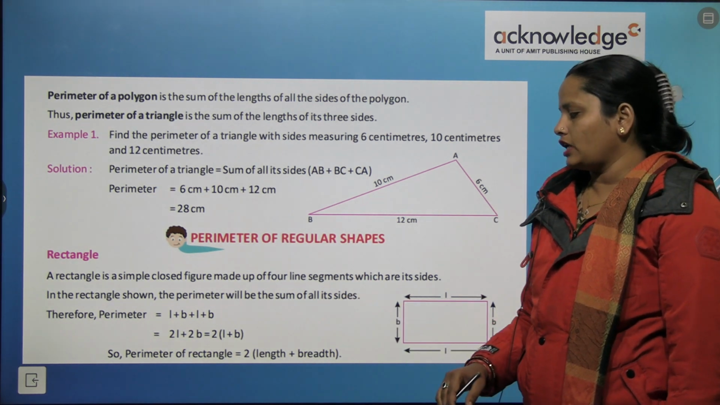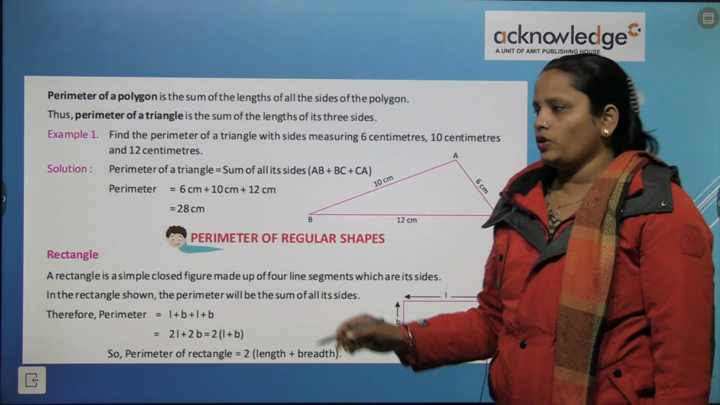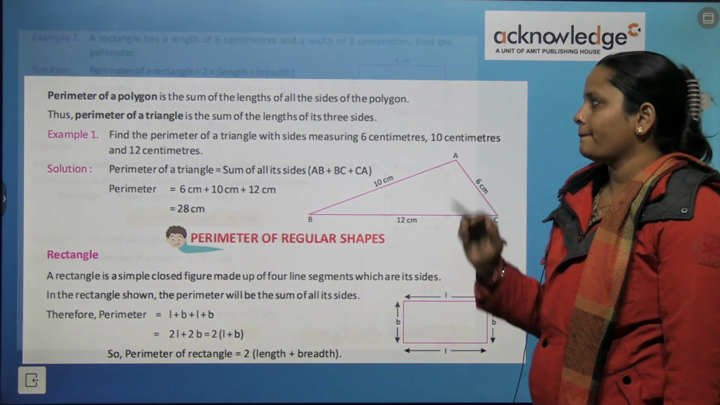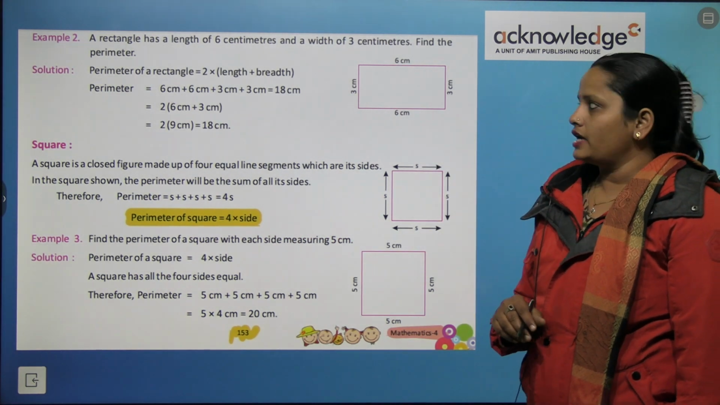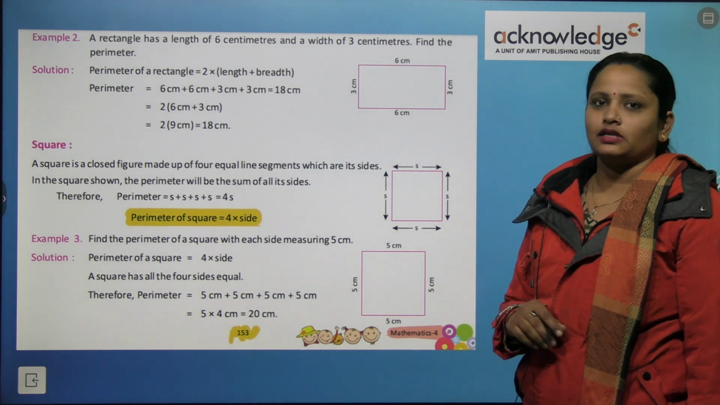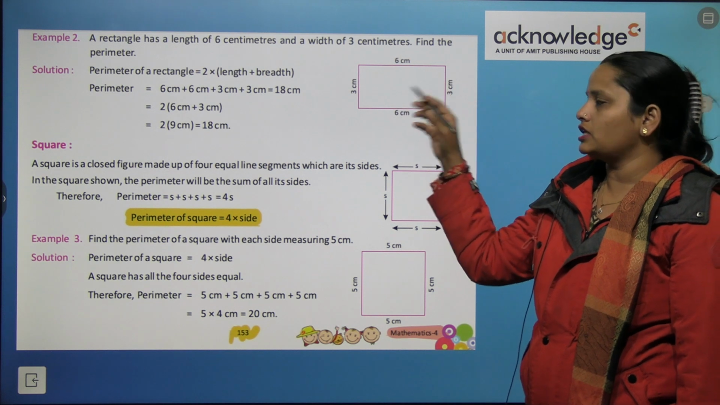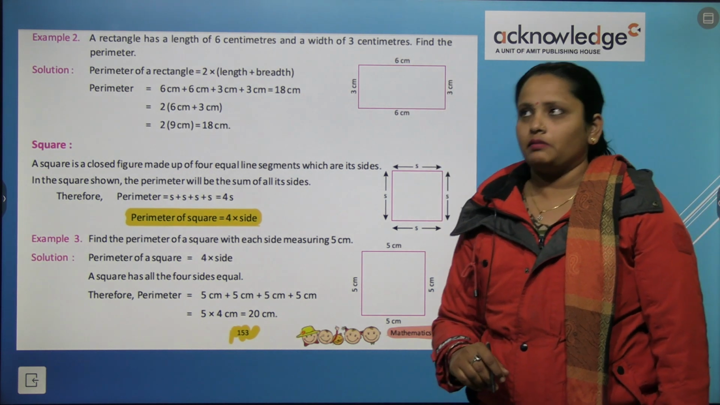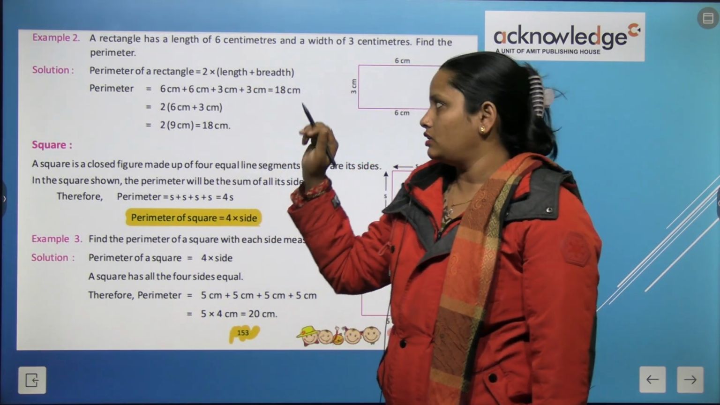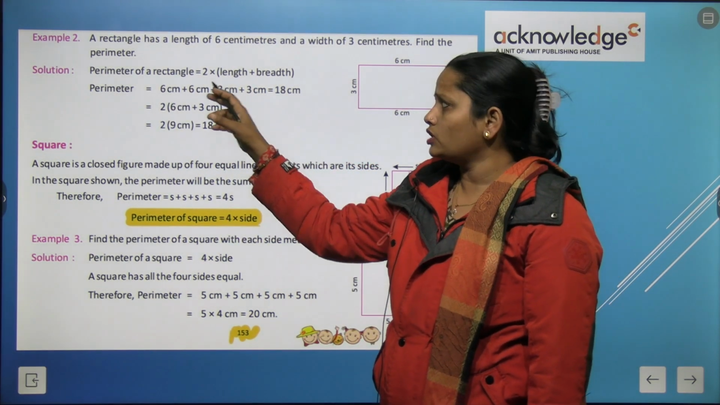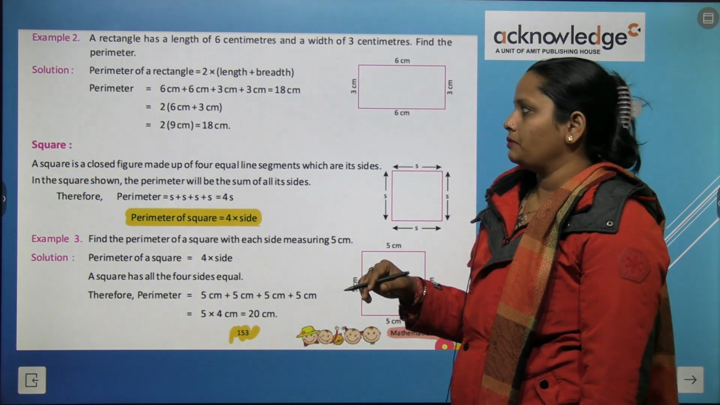So the perimeter of a rectangle is 2 (length plus breadth), which we also write as 2(L plus B). Now let's see another example. A rectangle has a length of 6 cm and width of 3 cm. Now we have to find the perimeter. To find the perimeter, first we have to write down the formula. So the perimeter of a rectangle is 2 (length plus breadth).